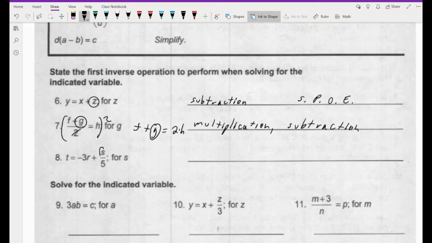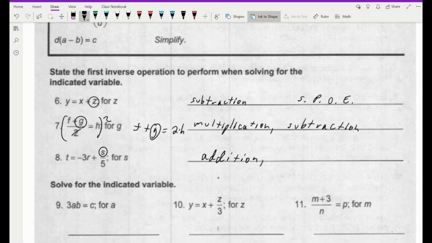Number 8, we're solving for the variable s. In this case, we could multiply everything by 5, or we could add 3r to both sides. I think it's better to add 3r to both sides, because if we multiply each term by 5, we also have to multiply the negative 3r by 5. It just makes the numbers bigger. So let's go ahead and add the 3r to both sides. We'll call this addition first.